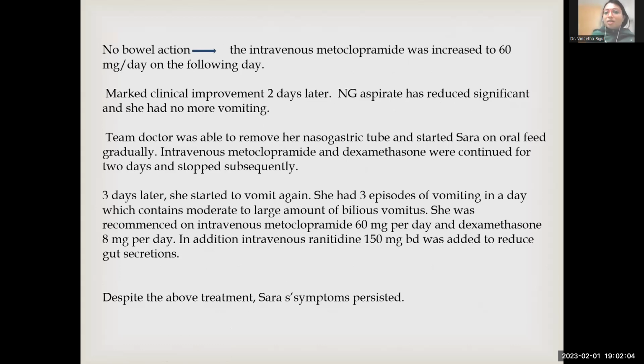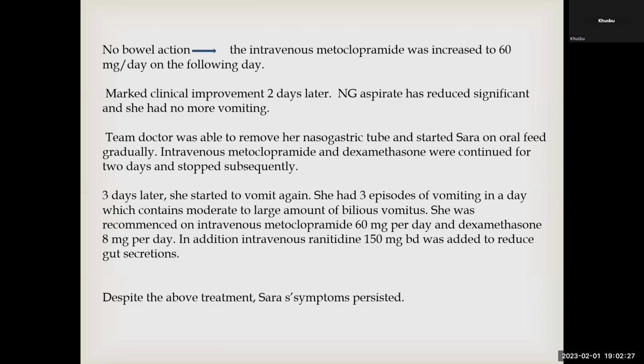So what does the clinician do? Takes off her nasogastric tube and she's put on oral pills. Okay. And intravenous metoclopramide and dexamethasone were continued for 2 days and stopped. Now, what is wrong here?